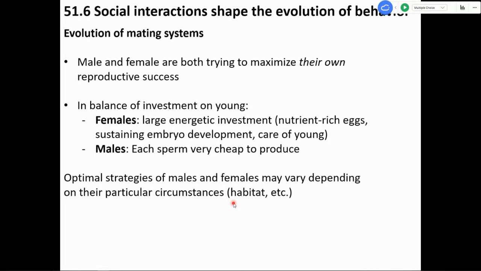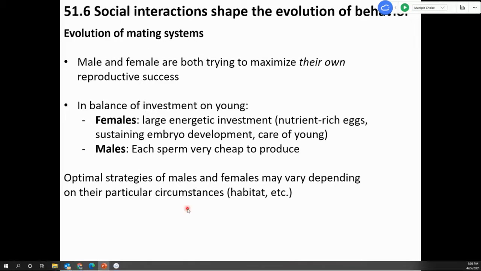So we talked a little bit about social interactions, for example, in those birds that have to learn songs from their parents. What I'm going to talk about now is social interactions and the evolution of mating systems. We don't have time to go into this in detail, but we're just going to mention some of the different types of mating behaviors that have evolved in different groups of animals.